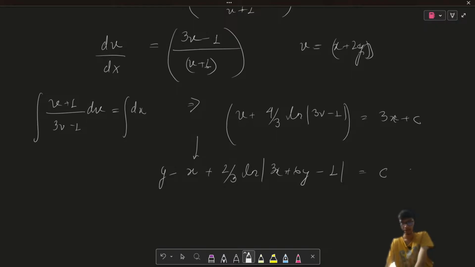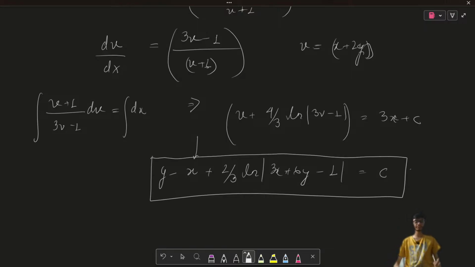Yes, so this is going to be the general solution. I hope this is clear to all of you. This is going to be the general solution. Is this clear? Is this part clear? This is going to be a general solution.